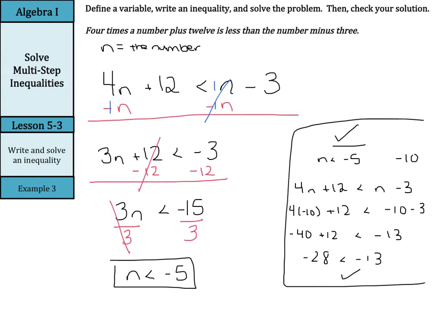So to check an inequality, pick a number that's true for your solution, put it back into the original inequality, and make sure that it is true. You could pick any number. You could have picked negative 6, negative 7, negative 100, anything that is less than negative 5. And one other note on this example, just to get the notation correct here, another way to write this solution is to say, okay, for my set of n's, n is less than negative 5. Just another way to write our solution.